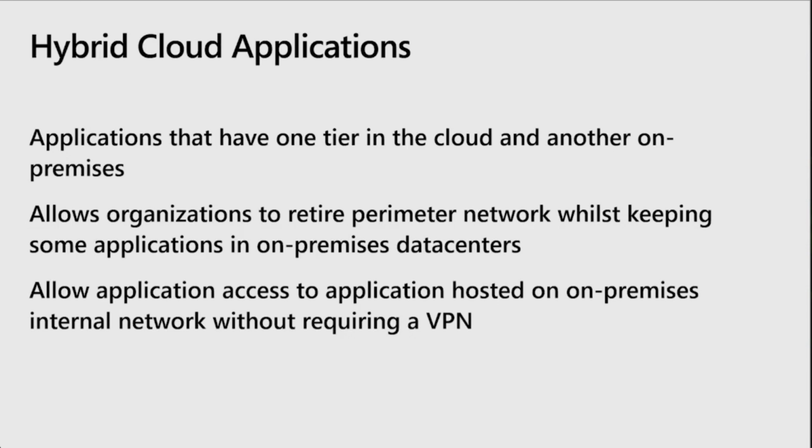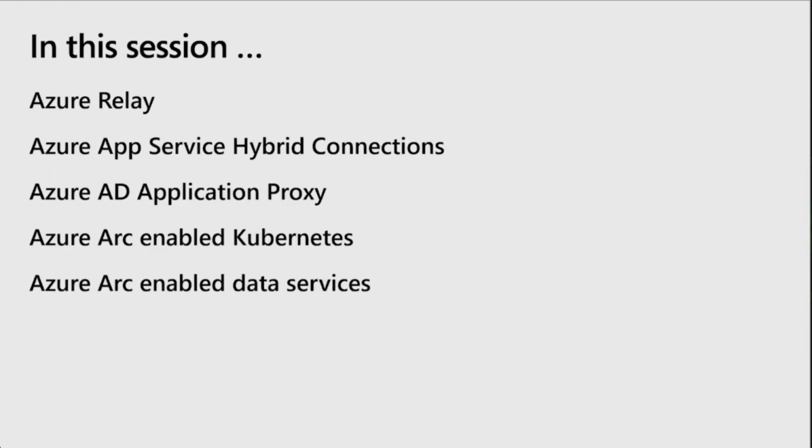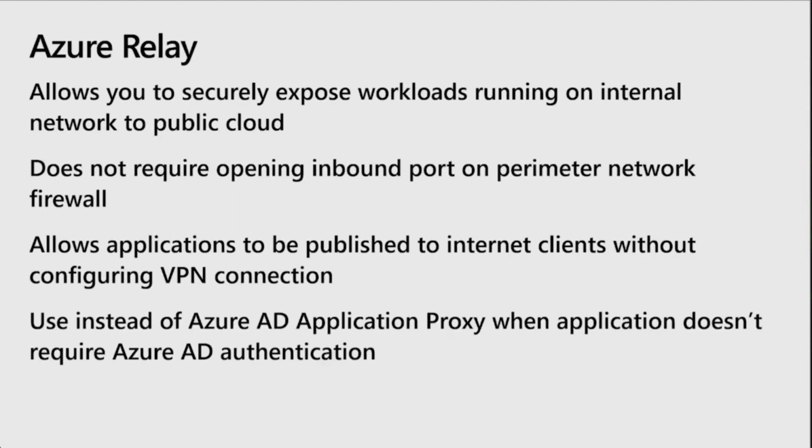So in this session, we're going to look at Azure Relay. We're going to look at Azure App Service Hybrid Connections. We're going to look at Azure AD Application Proxy. We're going to look at Azure Arc-enabled Kubernetes and Azure Arc-enabled data services. So the first technology we're going to look at is Azure Relay. In previous iterations of this technology, this was sometimes called Service Bus Relay and was also related to BizTalk. Anyway, so what does Azure Relay do?